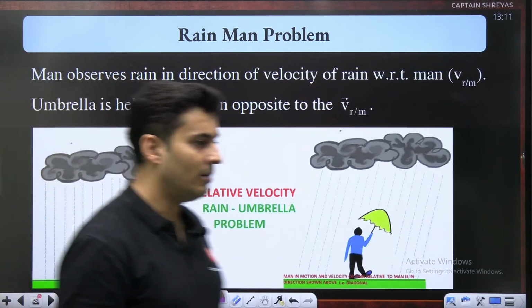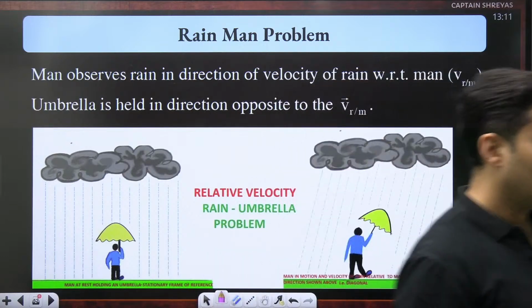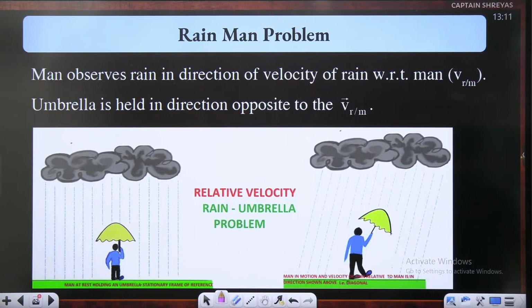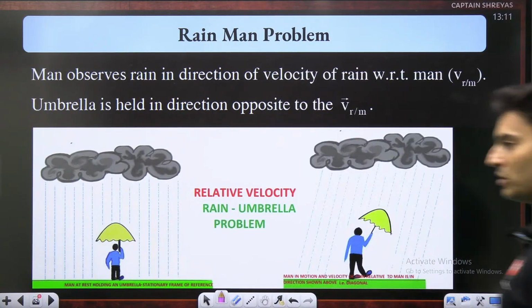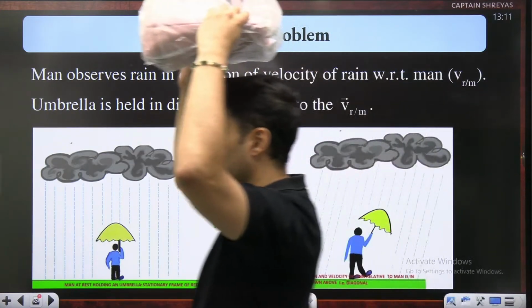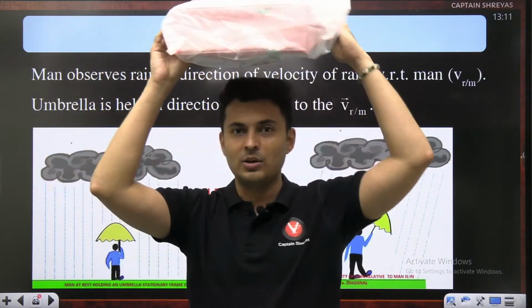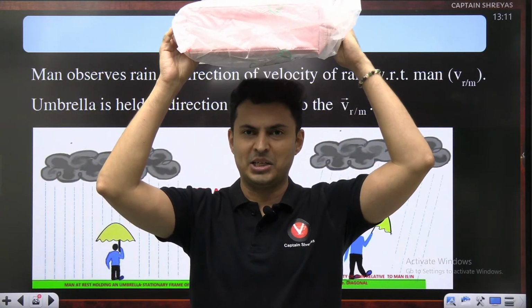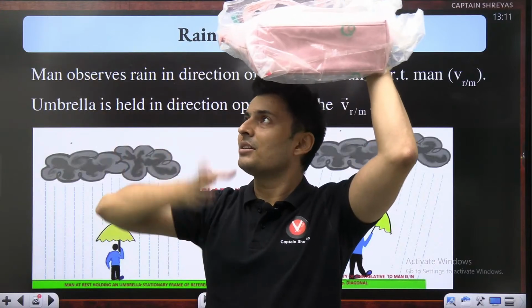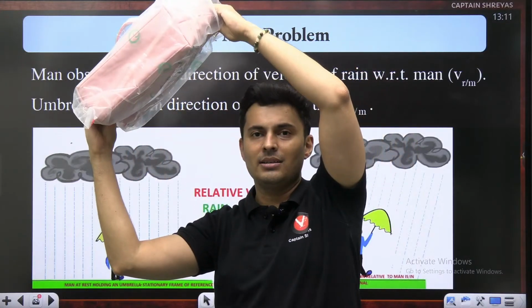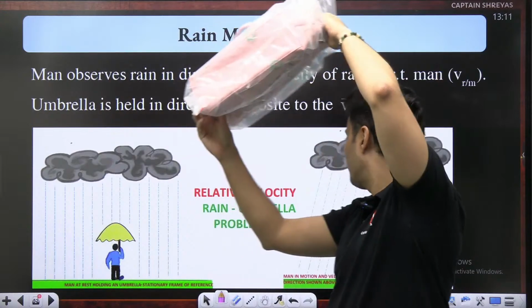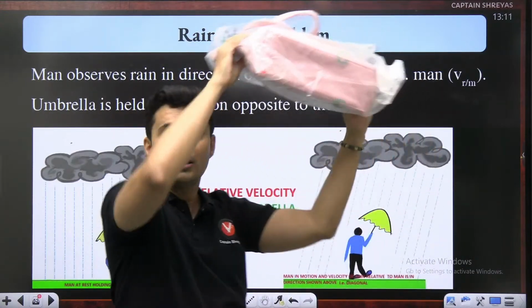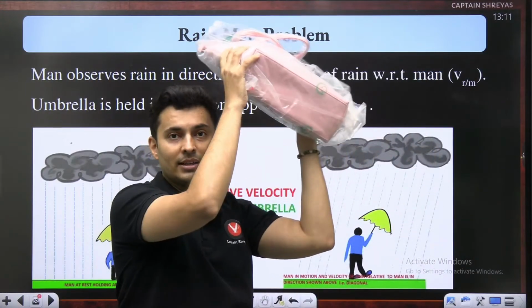Moving on now to Rain Man problems. How will I hold the umbrella? Usually whenever it rains, if somebody has a bag, you just carry the bag like this because you want to prevent yourself from getting wet. But if the rain is coming from that direction, you'll obviously hold it like this. The rain is coming from here, I'll hold it like this.